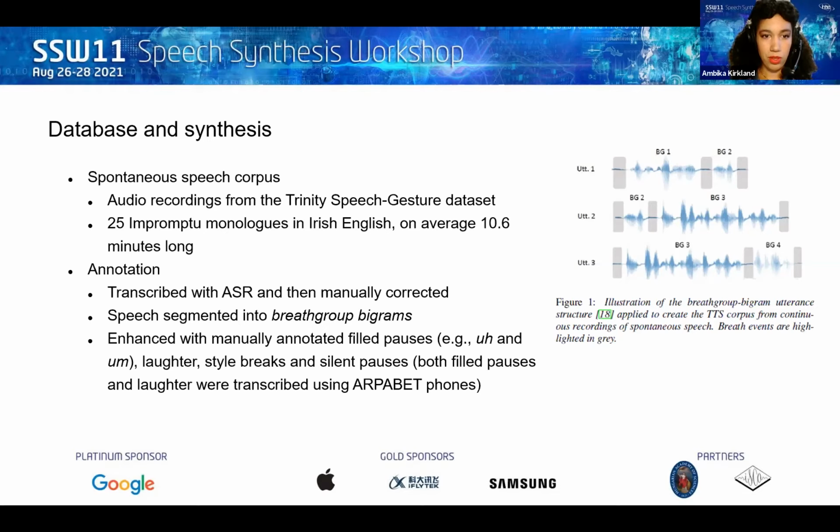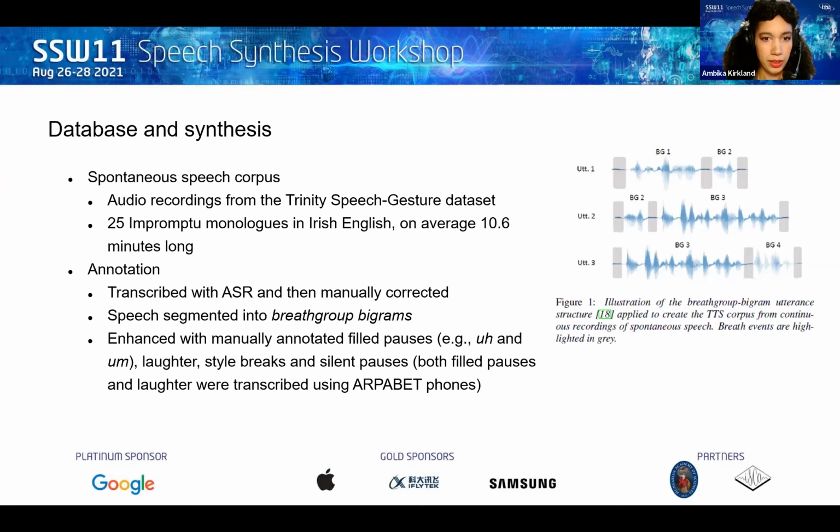This data was transcribed with automated speech recognition, and then it was manually corrected. This automatically transcribed speech was then enhanced with manually annotated aspects. So filled pauses, laughter, style breaks, and silent pauses, which were indicated with a comma. And these were all transcribed using ARPAbet phones. So there weren't any new characters that were used to indicate laughter or anything like that.